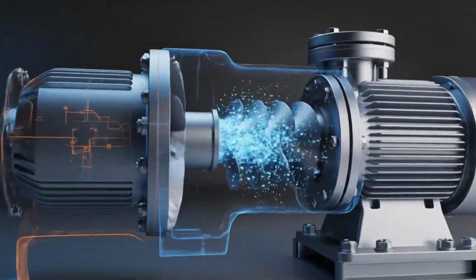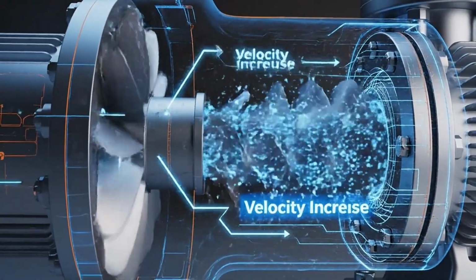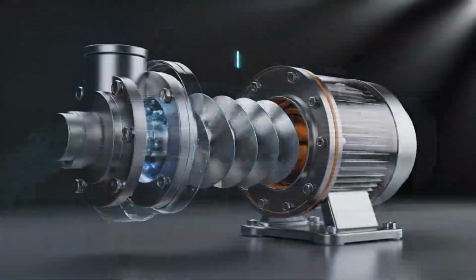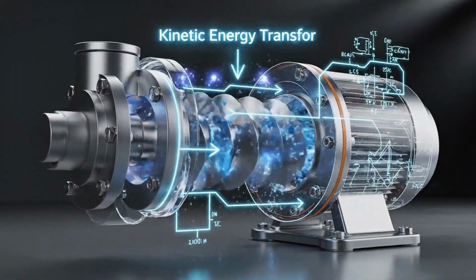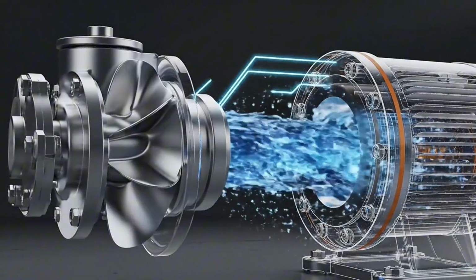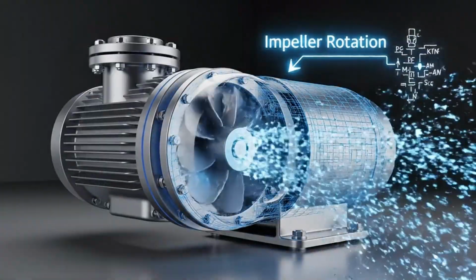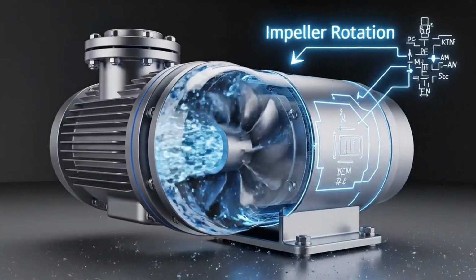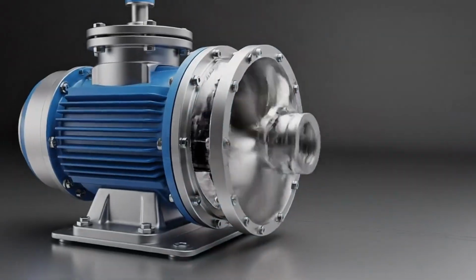Curved vanes then impart centrifugal force, pushing the fluid radially outward and significantly increasing its velocity. This rotational motion transfers kinetic energy from the impeller directly to the fluid. By the time the fluid reaches the tips of the impeller vanes, it has attained maximum velocity, ready to be discharged into the pump casing.